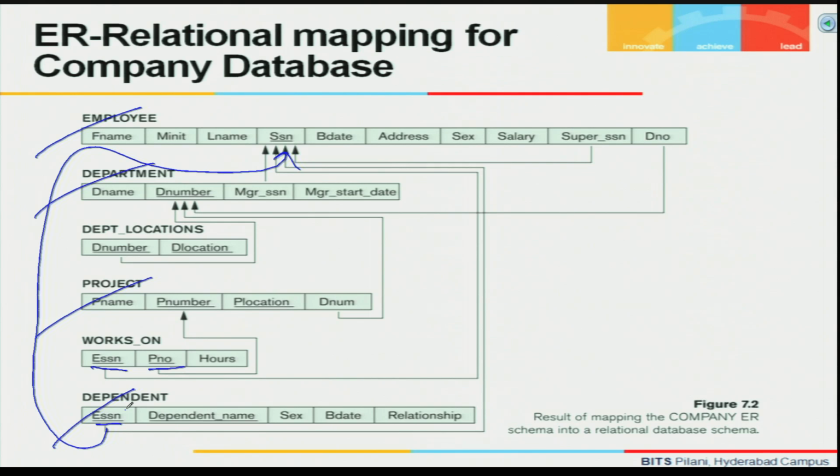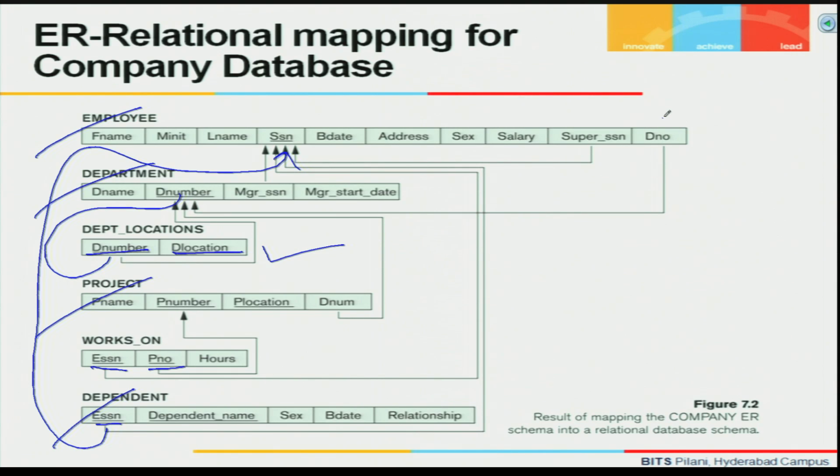And coming to department location, it is a multi-valued attribute of the department entity type, so that is why I have captured it as a separate relation table. I have included D number, which is a foreign key pointing to D number of the department table, and D location. One department may be located in many places, and D number and D location put together act as the primary key for the table.